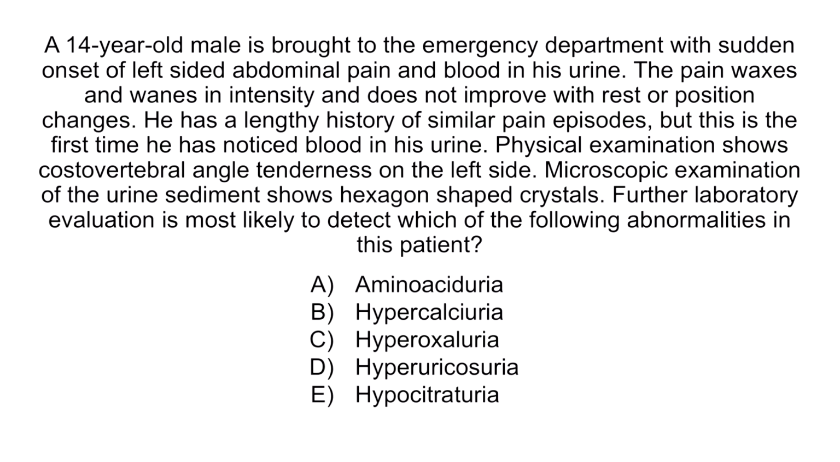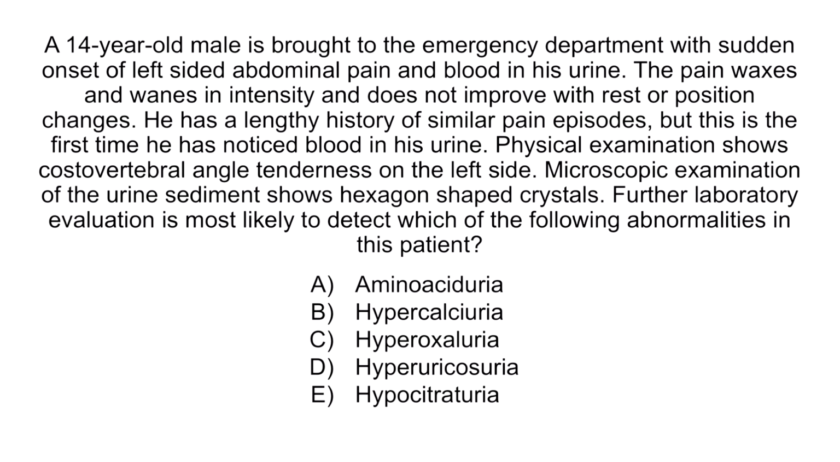Further laboratory evaluation is most likely to detect which of the following abnormalities in this patient: A. Aminoaciduria, B. Hypercalciuria, C. Hyperoxaluria, D. Hyperuricosuria, or E. Hypocitraturia. All right, hopefully you notice that this patient has a history of recurrent nephrolithiasis, and being a 14-year-old patient, it raises suspicion for a genetic defect. Hexagonal-shaped crystals were also identified on the urine sediment, which indicates cystine stones are present.